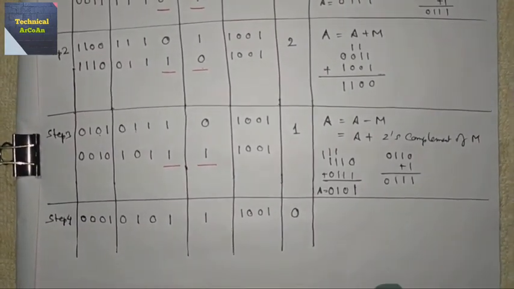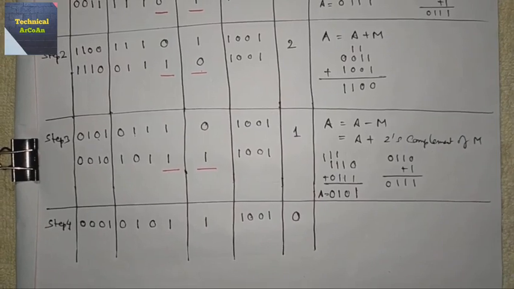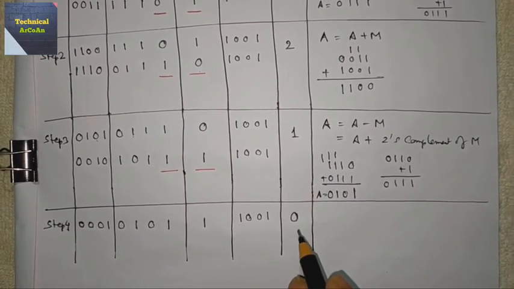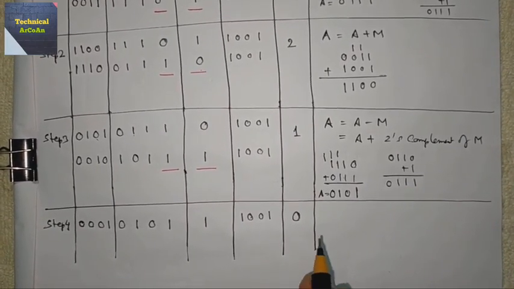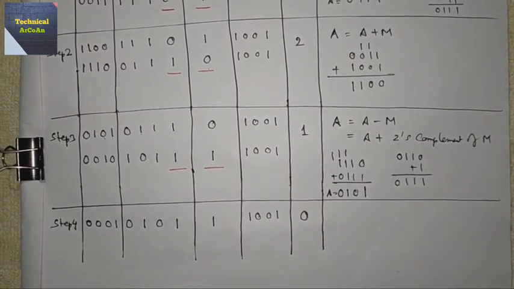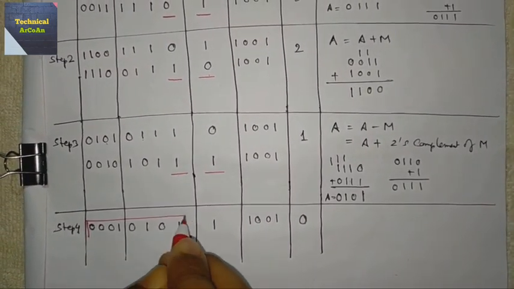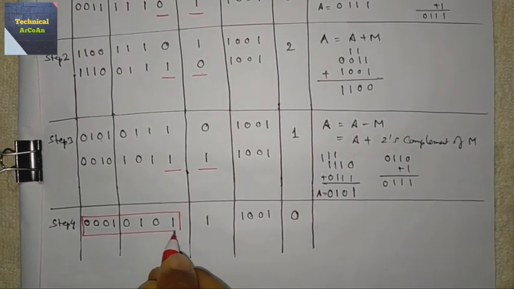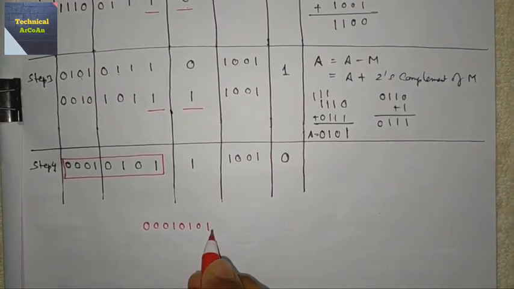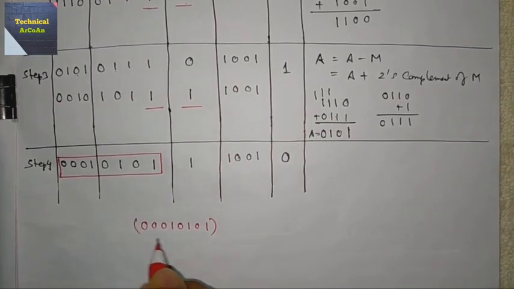Okay, so now we stop our calculation. Why? Because the count value is now 0, so we don't need to go for another step. So we already got our value, and the value is this. Okay, after that we got this result, and it is in binary.